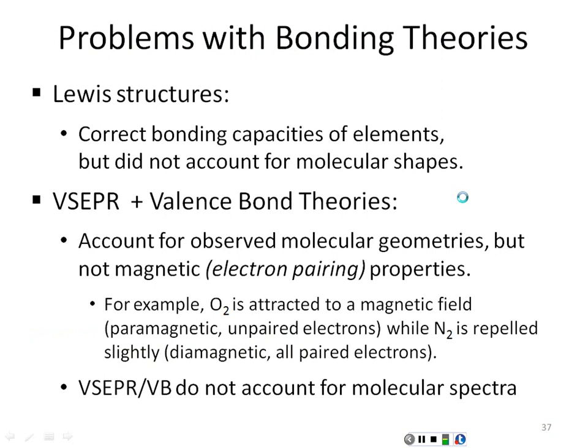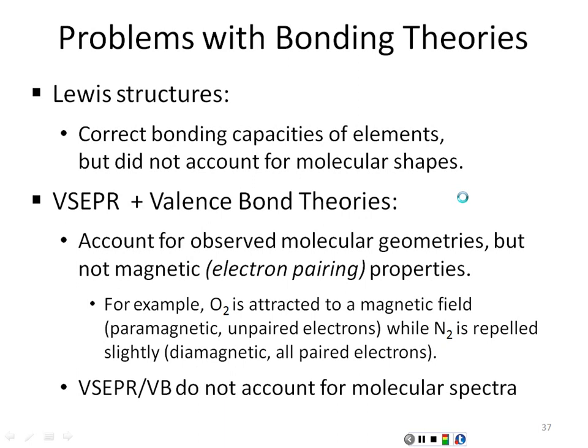So there are, as we've seen, problems with some of the bonding theories. Lewis structures give the correct bonding capacities of elements, but they don't account for molecular shapes. We talked about that last lecture. Now we introduced VSEPR in chapter 10, and we talked about valence bond theory, which really builds off of VSEPR. So these are good.